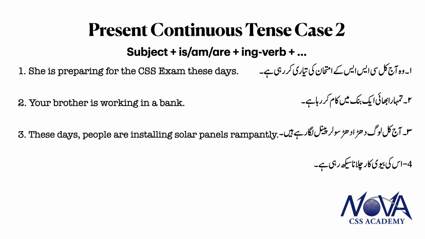But this series of action, this habitual action, this practice is going on at the time of speaking. That is why we translate this sentence by using the concept or structure of the present continuous tense. So the translation for this Urdu sentence in English language will be, his wife is learning how to drive a car.